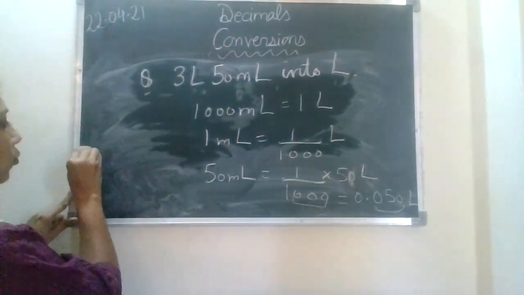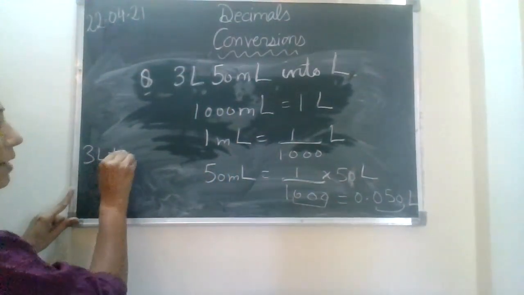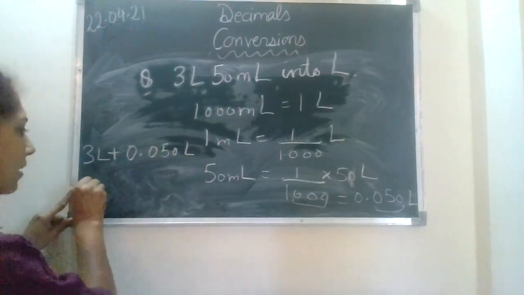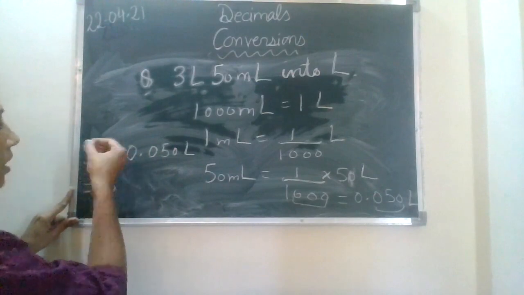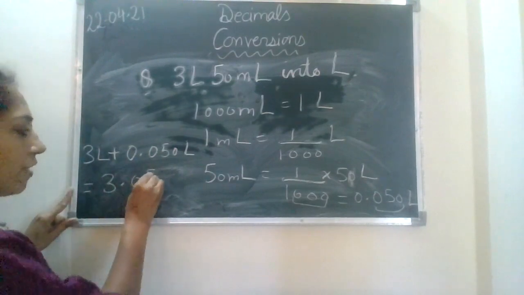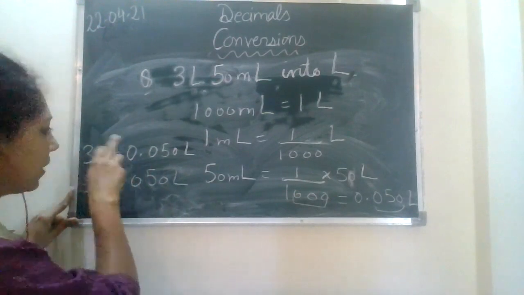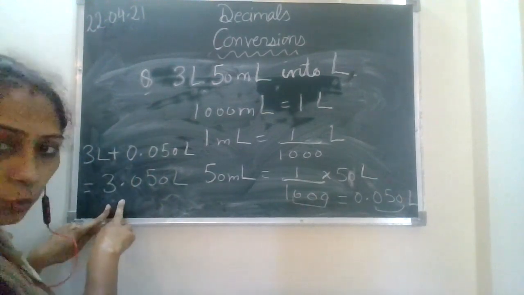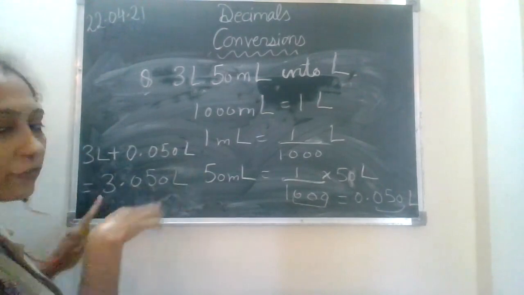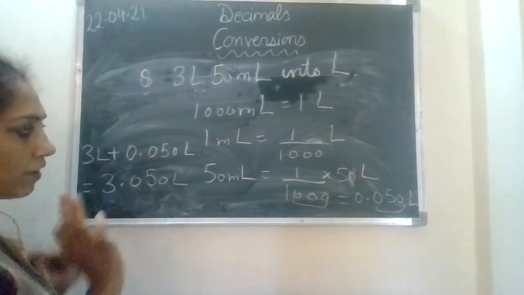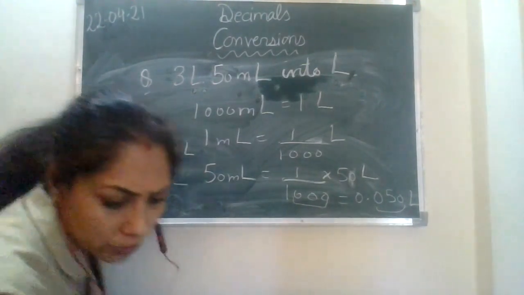So again, we are going to add 3 liters plus 0.050 liters. Your final answer is 3.050 liters. There is no whole number in the second part, 0 is there, so 3 plus 0 is 3. Whole numbers are added with whole numbers, and the decimal part is added with the decimal. Beyond 3, there is no decimal part, so simply you will write 050 liters.